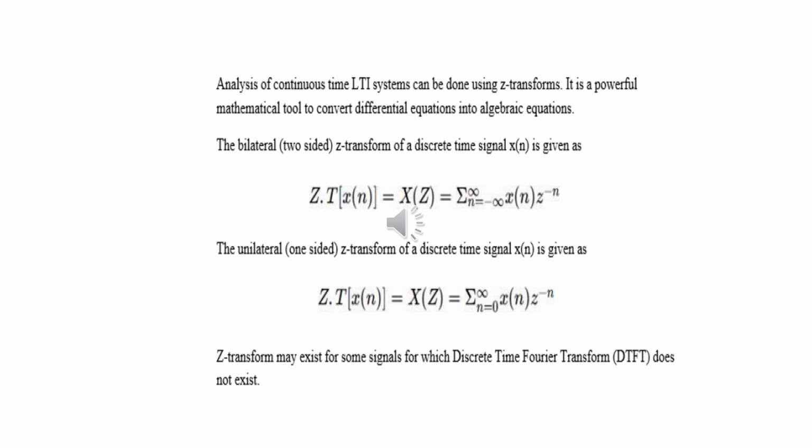For unilateral, it is given as the Z transform of x(n) is equal to capital X(z), that is equal to the summation n equal to 0 to infinity of x(n) z to the power minus n. So this Z transform exists for discrete-time signals for which the Fourier transform, that is DTFT, does not exist.